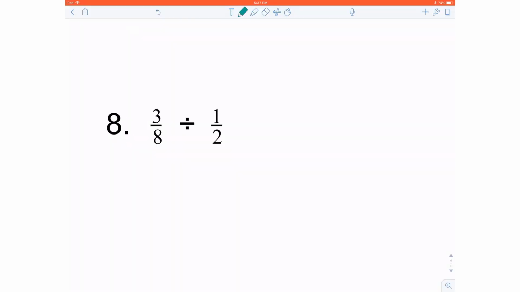I hope you got it. Here we go. I'm going to go over the question with you. So like I said, when we're dividing with fractions, we take the second one and we flip it. So we multiply by the reciprocal. So this becomes 3/8 times 2 over 1.